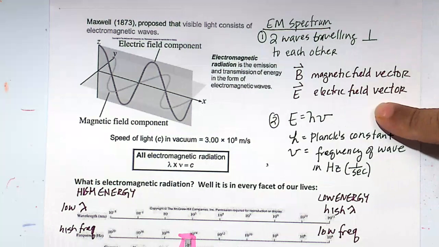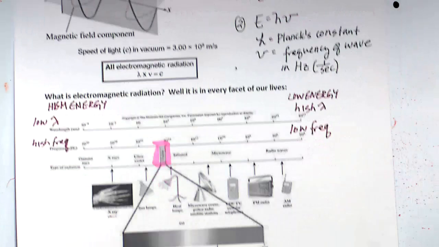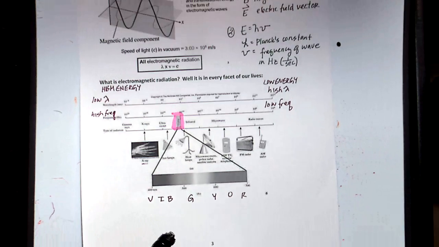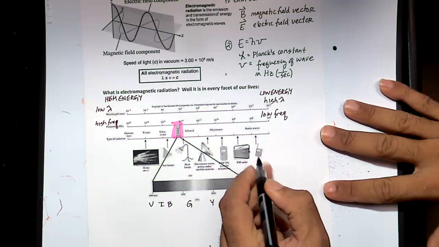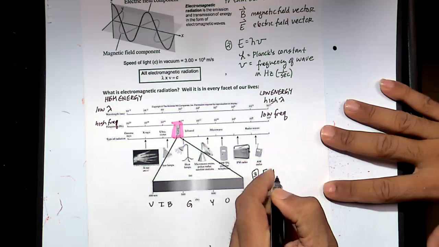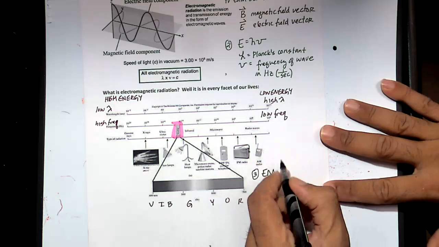All right, point one, point two. The final point, point three, is that these travel at the speed of light. This is an important point. So let's make that here at the bottom. The third important point about electromagnetic radiation, EM stands for electromagnetic radiation.